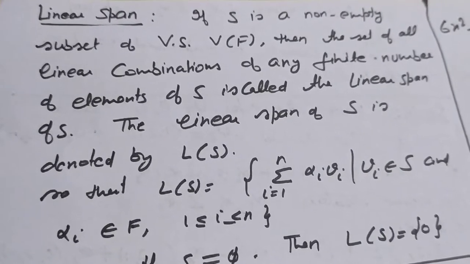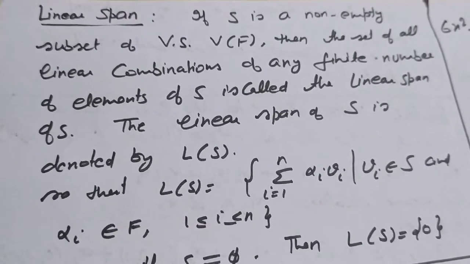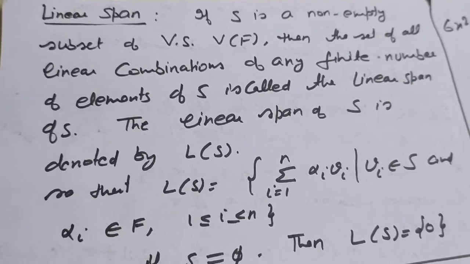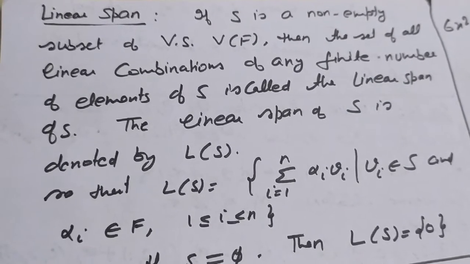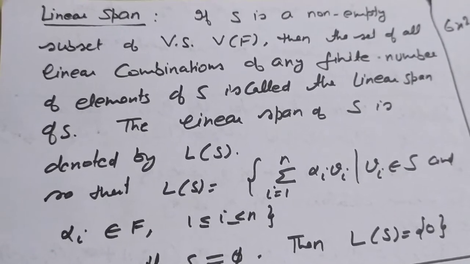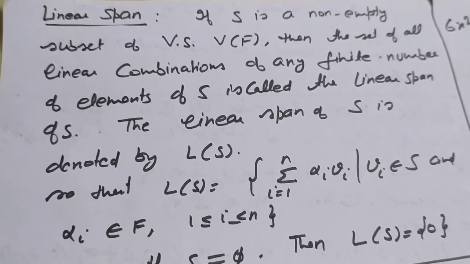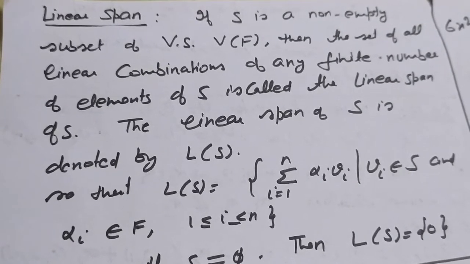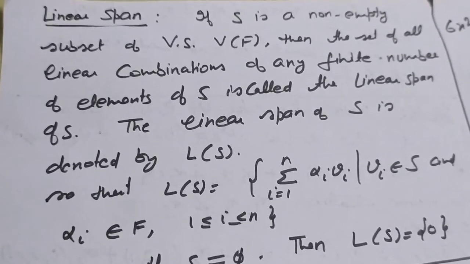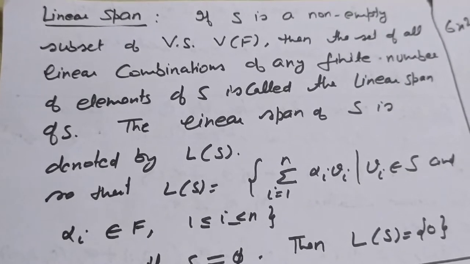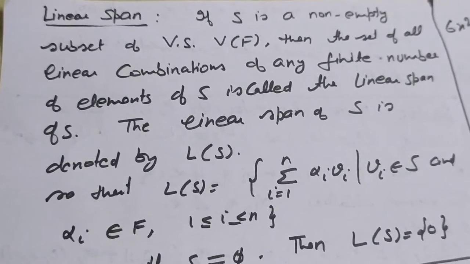Hello everyone, students. In the last lecture, you have learned about the linear combination of vectors in a vector space. Today, we shall develop one more concept, that is the linear span. It is also very much similar to linear combination, but there is a little difference which will be explained during the course of the lecture. So first you look at the definition of a linear span, then I will explain it through one example.